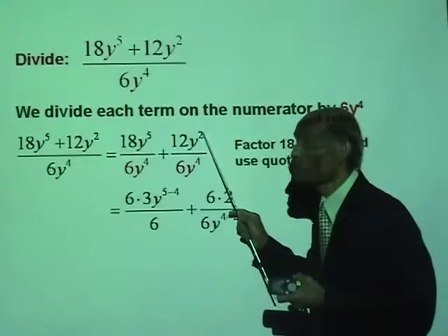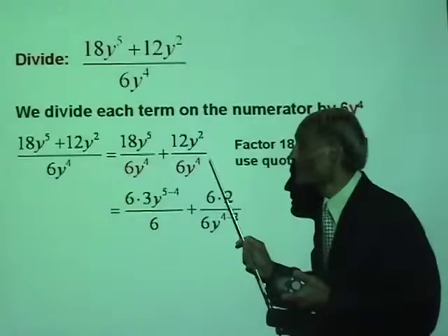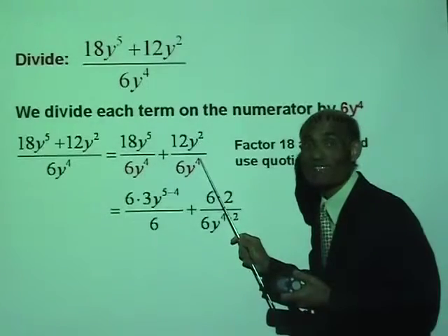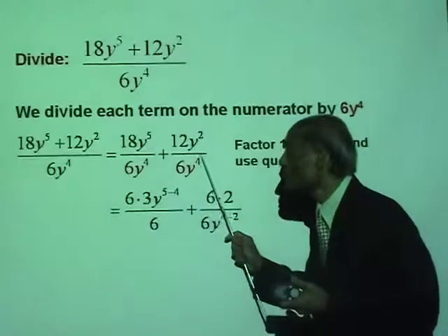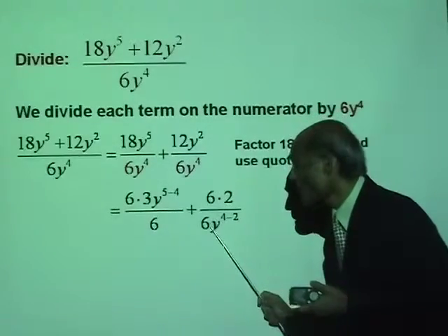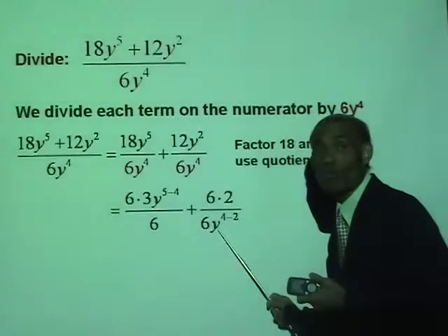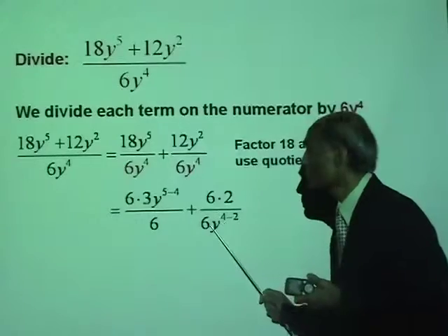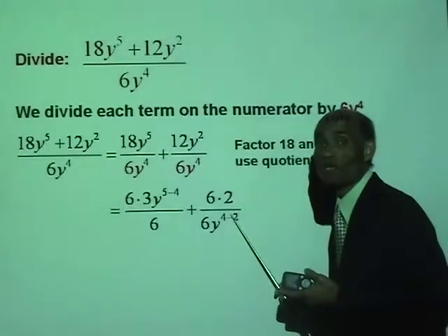y to the power of 2 on the numerator, y to the power of 4 on the denominator. The denominator power is greater. That means the answer will stay on the denominator. That will be y to the power of 4 minus 2. I hope you understand that.